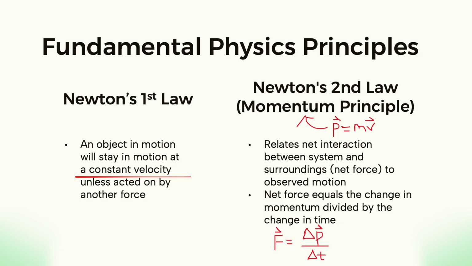Then for Newton's second law, which is basically the momentum principle, which states that momentum is equal to mass times velocity, this relates net interaction between system and surroundings, or the net force, to an observed motion. And net force, seen here, equals the change in momentum over the change of time.